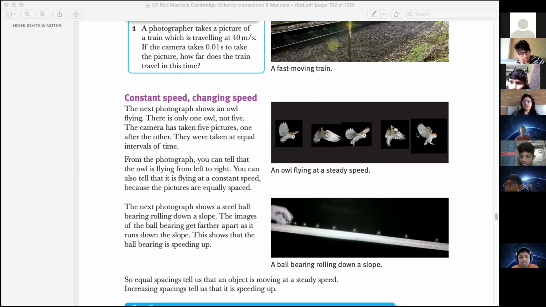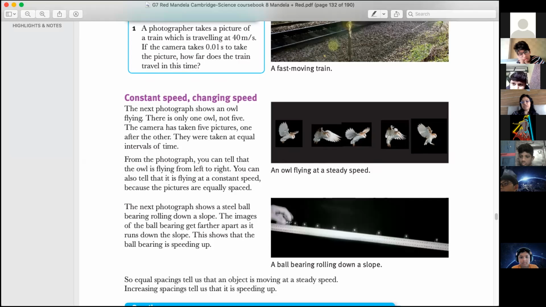The position has changed, but they are in a similar pattern. Can you see that a similar pattern is there? Yes, ma'am, in the third and the 5th one. Correct. So that means you can say that the owl is moving with constant speed. That is why at equal intervals of time, you are seeing the same pattern of the owl.